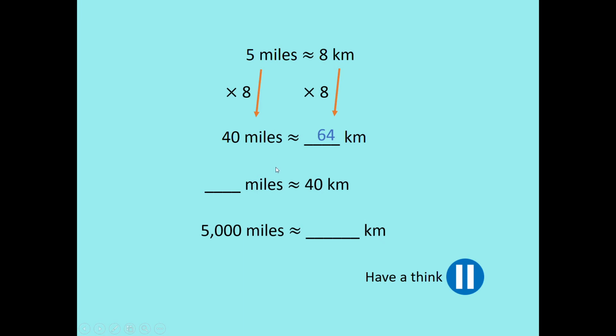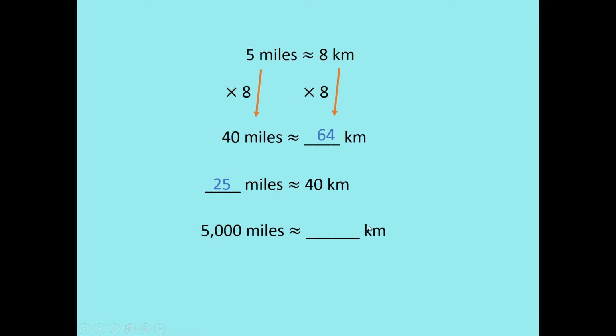Now, if I can think about 40 kilometres, what would that be in miles? How am I going to solve this? Thinking about how many times 8 goes into 40. That's 25 miles. 8 goes into 40 how many times? 8, 16, 24, 32, 40. That's 5 times. So I also need to multiply 5 by 5 to get to 25 miles.